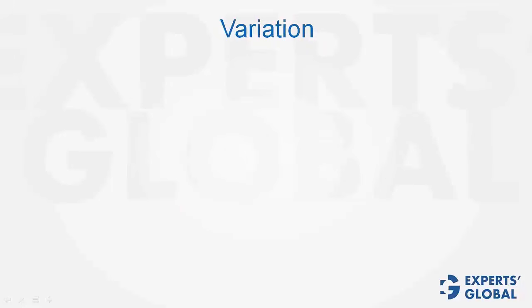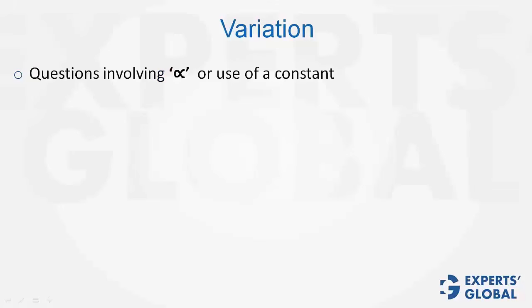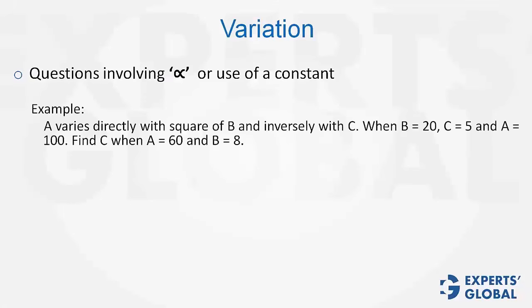We covered ratio. We covered proportion. Now let's look at variation. Variation are questions involving the proportionality sign or use of a constant. Example, A varies directly with square of B and inversely with C. When B is 20, C is 5, and A is 100. We have to find C when A is 60 and B is 8.